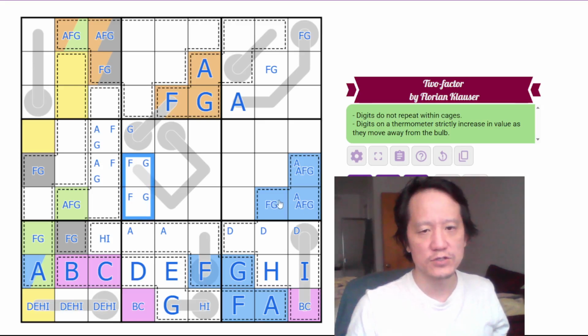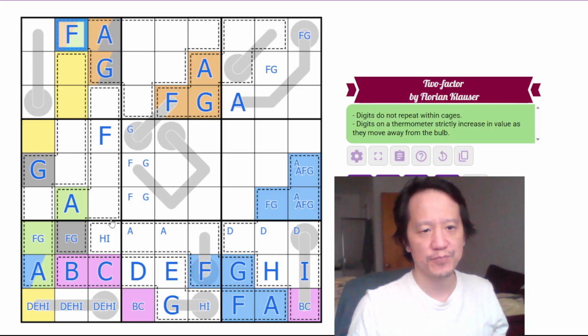Since F is one of these two, and F has to be in rows 5 and 6 in box 5 and rows 5 and 6 in box 6, that means F cannot be in rows 5 and 6 in box 4. So this cannot be F. This is G. This can't be F or G. This is A. This obviously can't be A or G, so F has to be here. That means this can't be F. This is G. This can't be F or G. This is A, which makes that F. So this is A. This is F. That makes this G. That makes this an F. So this is F, G, A.